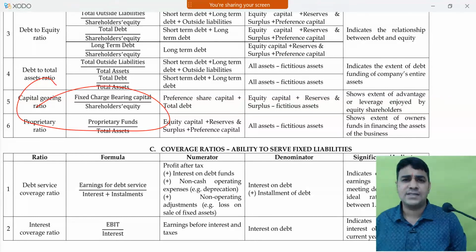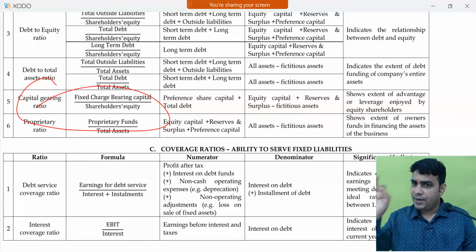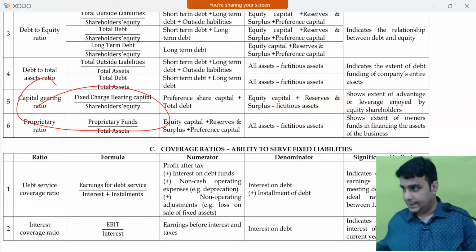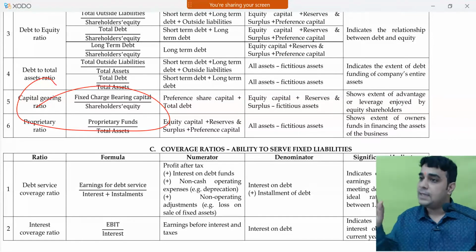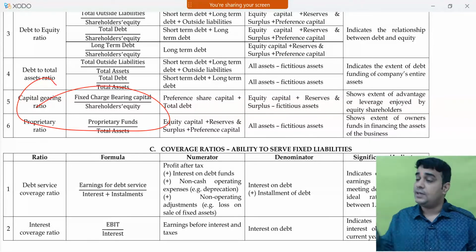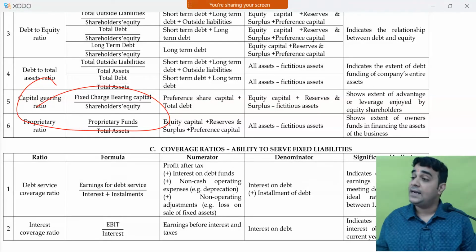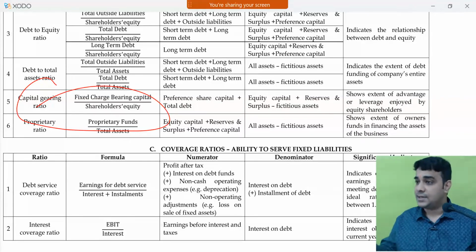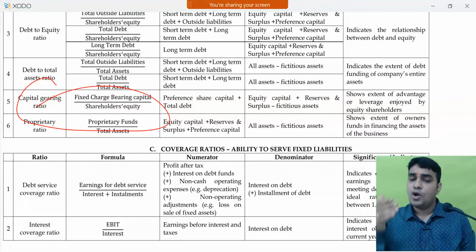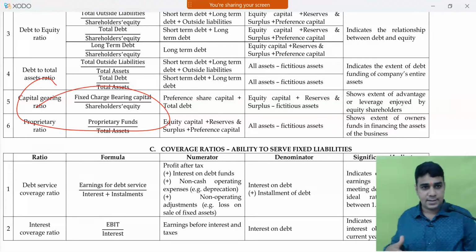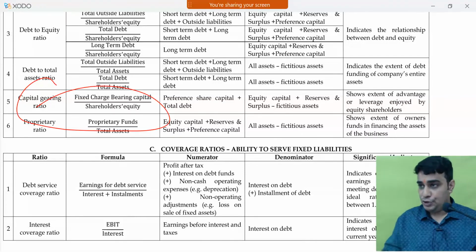Coverage ratio, I'm not discussing the formula. The rule is simple. What you are paying is the denominator, and from where you are paying is the numerator. Interest coverage ratio: interest is paid out of the EBIT of the company. Debt service coverage ratio: debt services, interest and installment, are paid out of the profits of the company. So what you are paying is the denominator, and from where you are paying is the numerator.